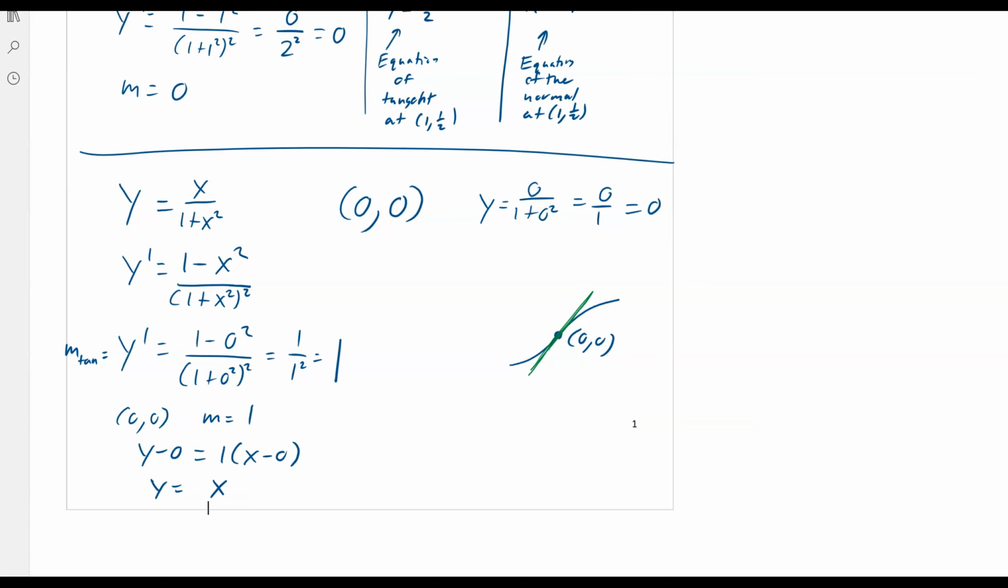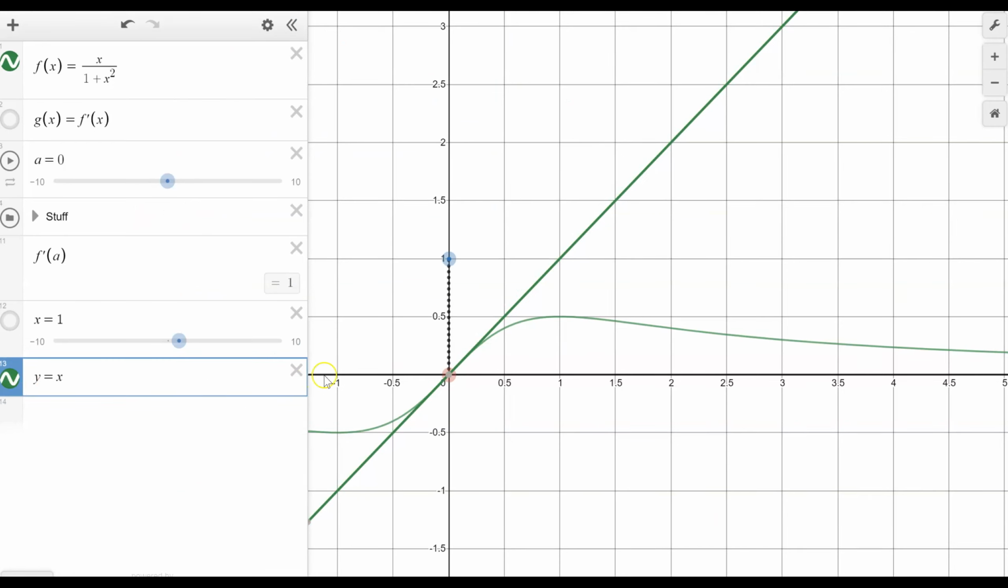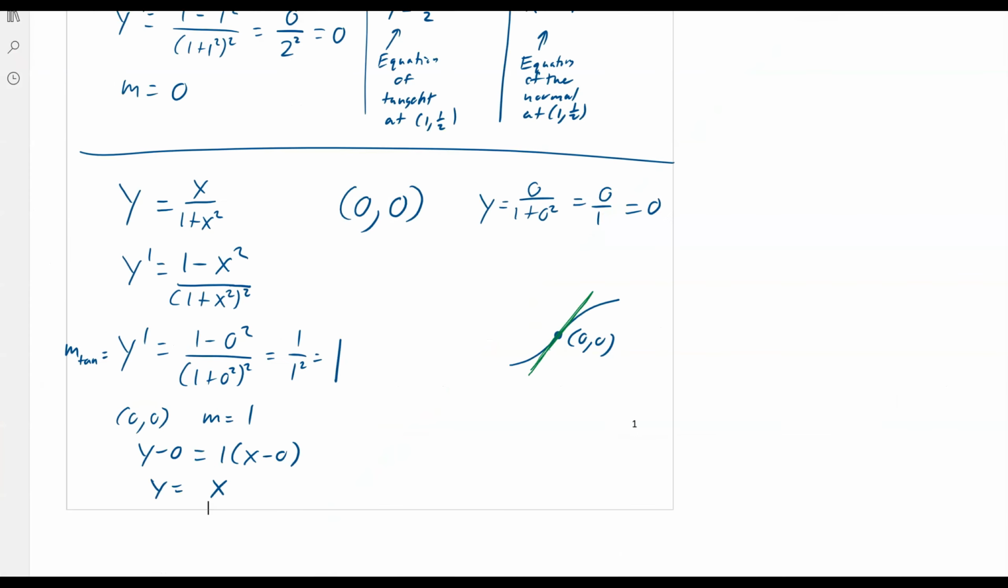And so if we go back and plug it in, you can see there's our y equals x. By the way, this little blue dot is the derivative itself, which we're just not looking at. So that's y equals x. It checks out perfectly. And so this is our equation of the tangent.